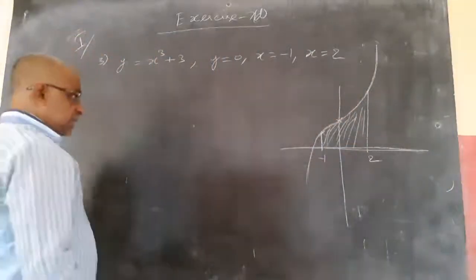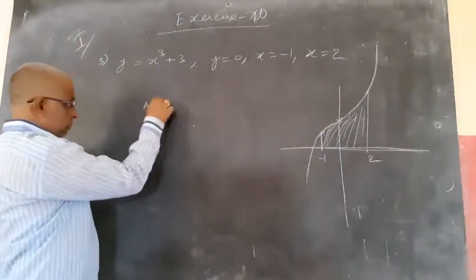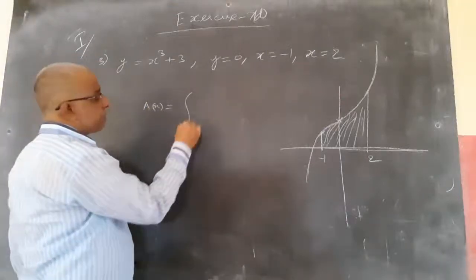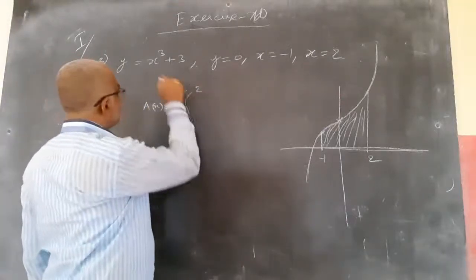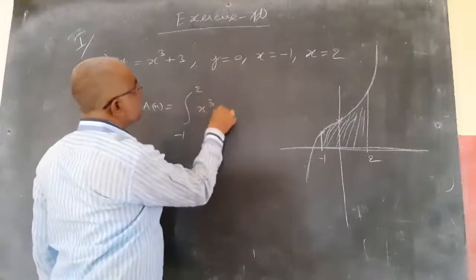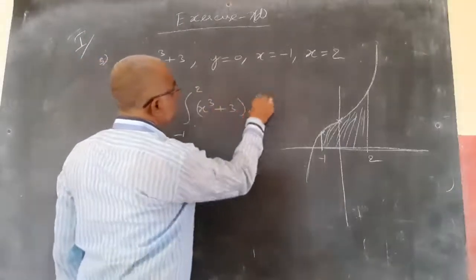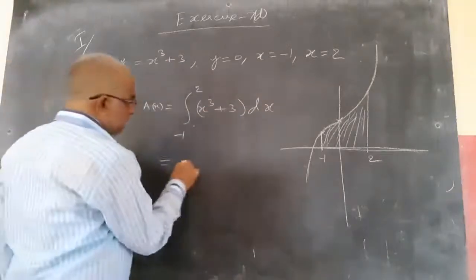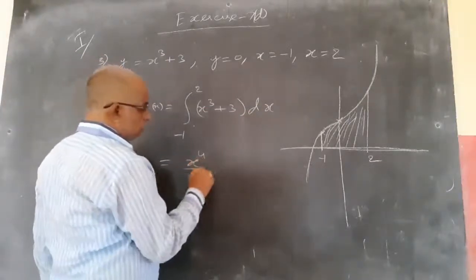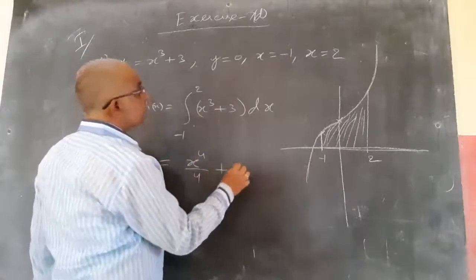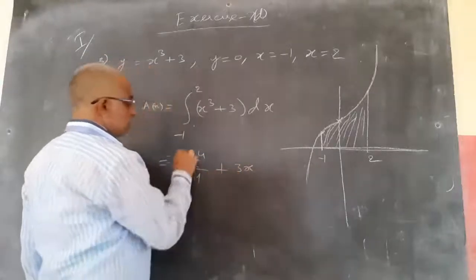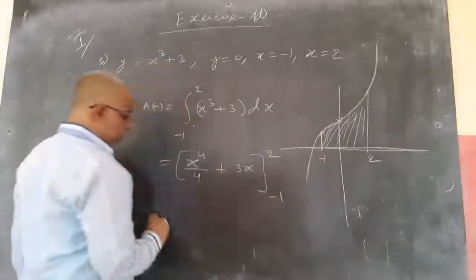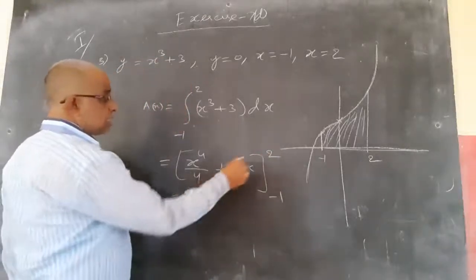So area of that is our first formula: A equal to integral of a to b, here minus 1 to 2, f of x dx. f of x here is x cube plus 3 dx. So this is integral of x cube, x power 4 by 4, plus integral of 3, that is 3x, between the limits minus 1 to 2. Upper limit minus lower limit. What is upper limit? 2.